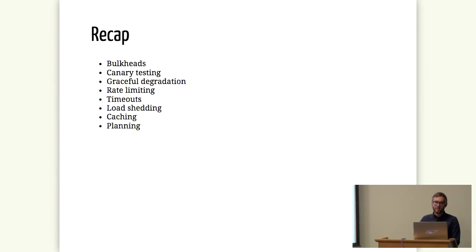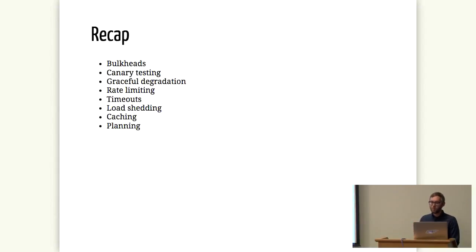So to recap, at Eventbrite, we have a number of patterns we've adopted to ensure the capacity and stability of our systems, such as bulkheads, canary testing, graceful degradation, rate limiting, timeouts, load shedding, caching, and planning.